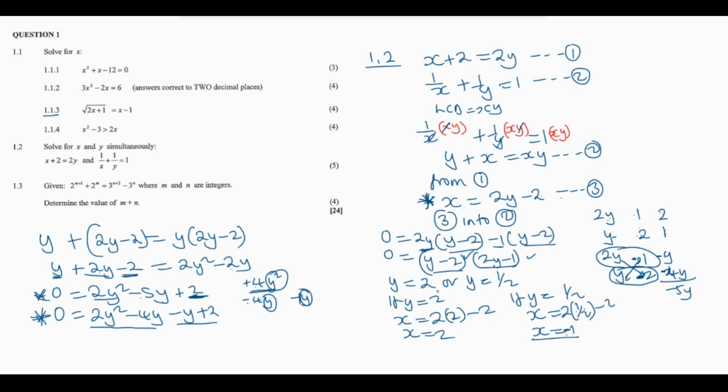Okay, so we have the values of y, we have the values of x. Right, how do we collect our marks here? Right, we have our equation 3. We substituted correctly. Where did we substitute? Here. And then we have our standard form. This is our standard form. And then we have the y values. We have the x values. 5 marks.